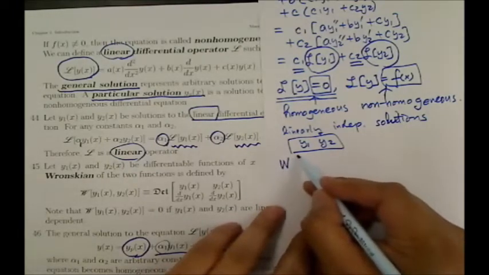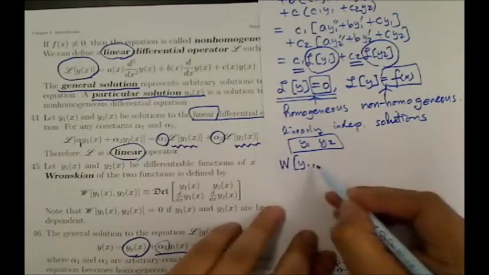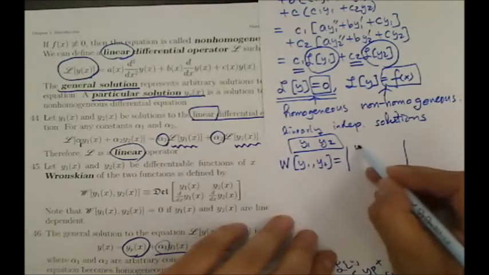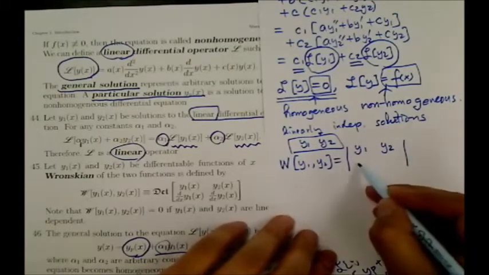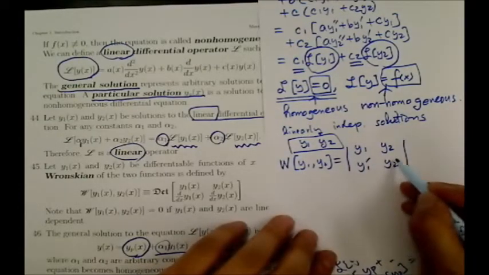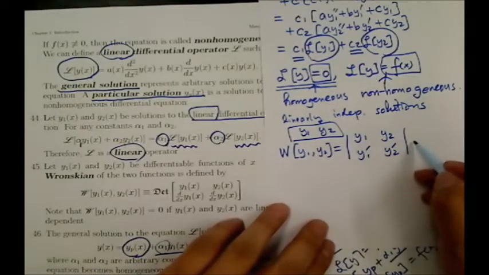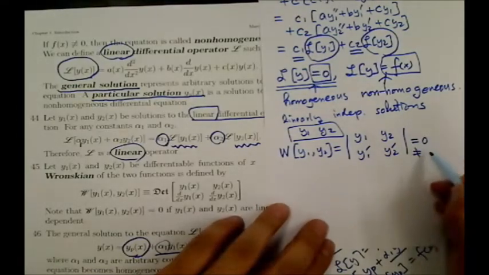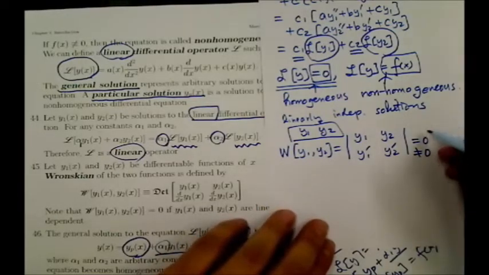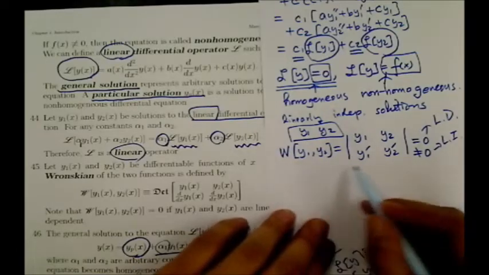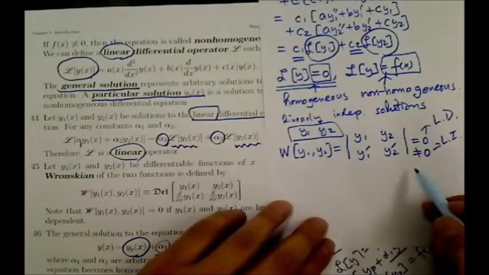We define the Wronskian. The Wronskian of y1 and y2 is just the determinant of y1, y2, and y1 prime and y2 prime. If it is 0, they are linearly dependent, and if it is non-zero, they are linearly independent. This is true only for the second order linear differential equation.